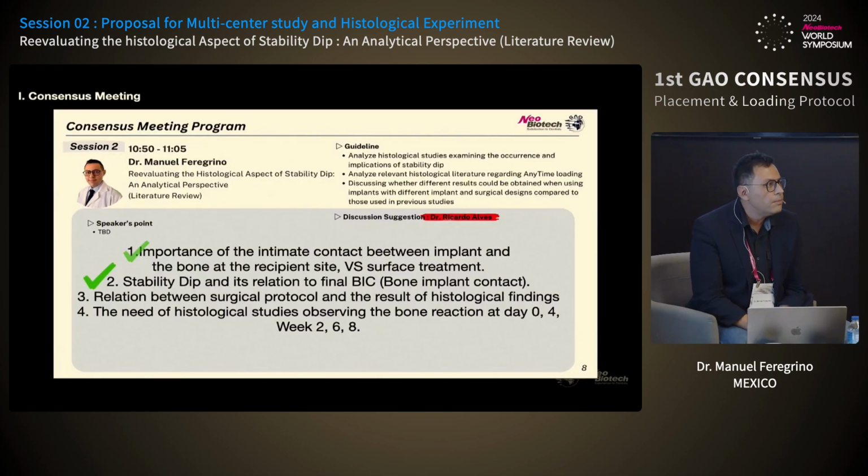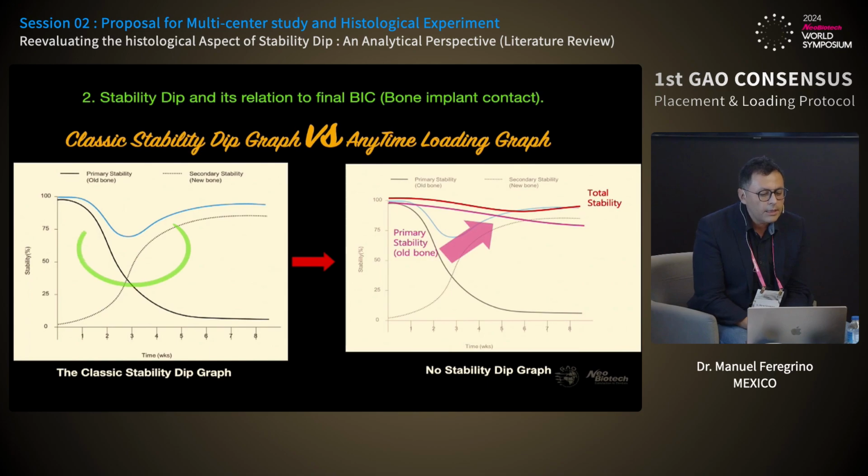Okay? Then we are going to talk about the stability dip and the relation to the final bone implant contact. Dr. Platz explained that perfectly. Maybe at the end, when we get the total stability, there is no big difference between any protocols, but we are looking to have no stability dip by achieving intimate contact between the threads and the native bone.